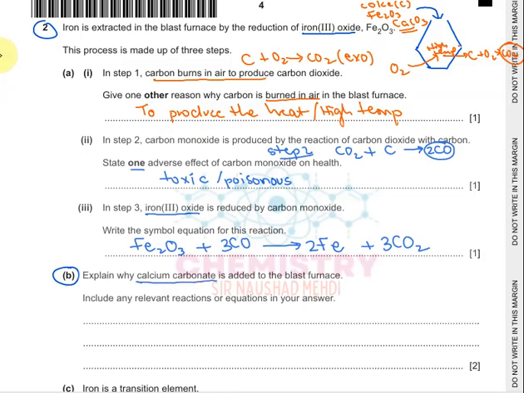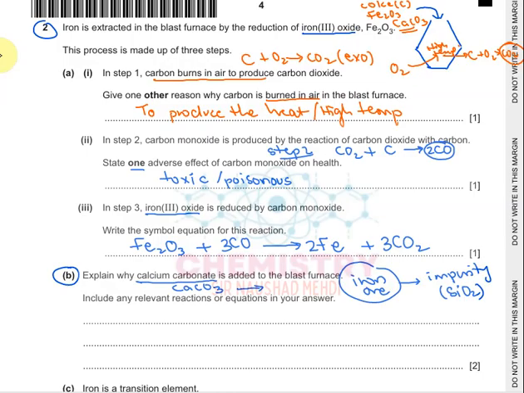Now in the part B, it is saying explain why calcium carbonate is added in the blast furnace. So you can see CaCO3 was your raw material. So why we are adding calcium carbonate? One of the purposes of adding the calcium carbonate is to remove the impurities from the iron ore, right? So in the iron ore, which is Fe2O3, some impurities are present, and that impurity is your silica sand, which is SiO2. So you want to remove this impurity from the iron ore in the blast furnace. That's why you are adding calcium carbonate.